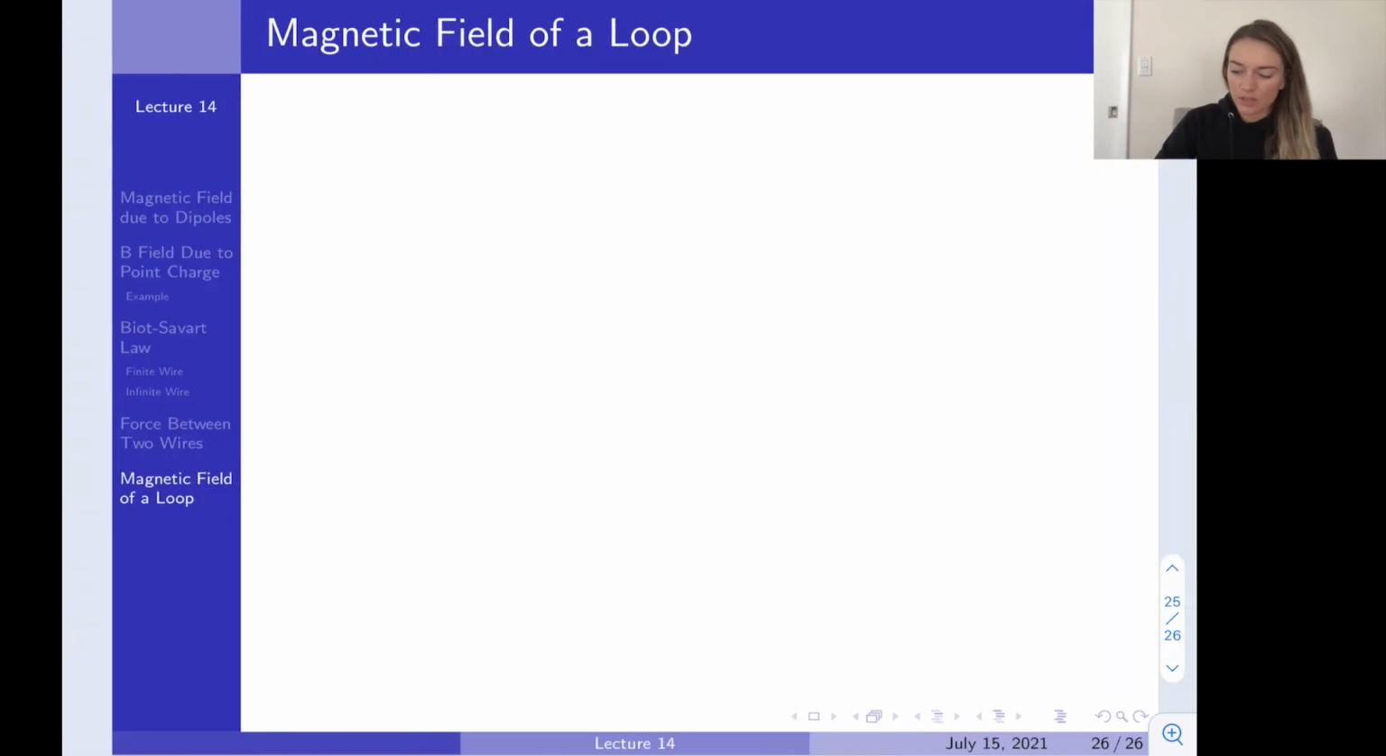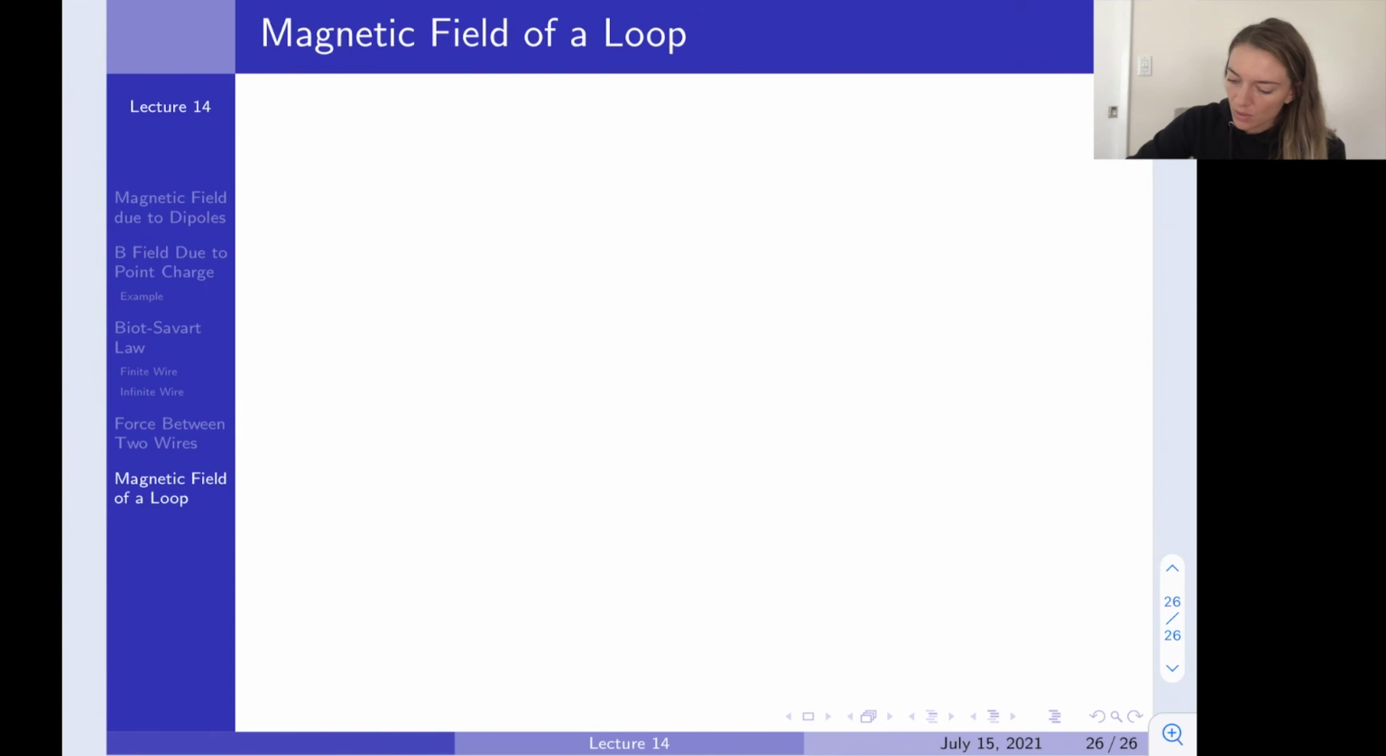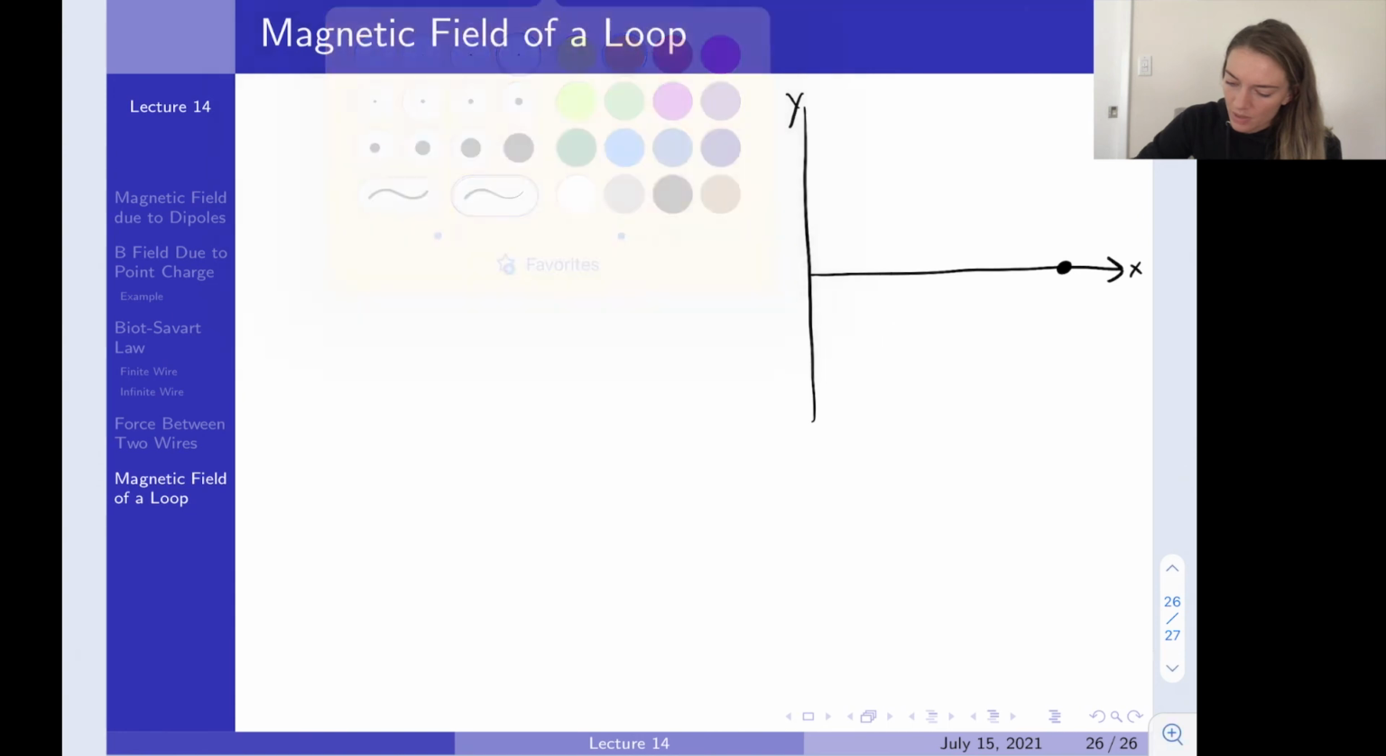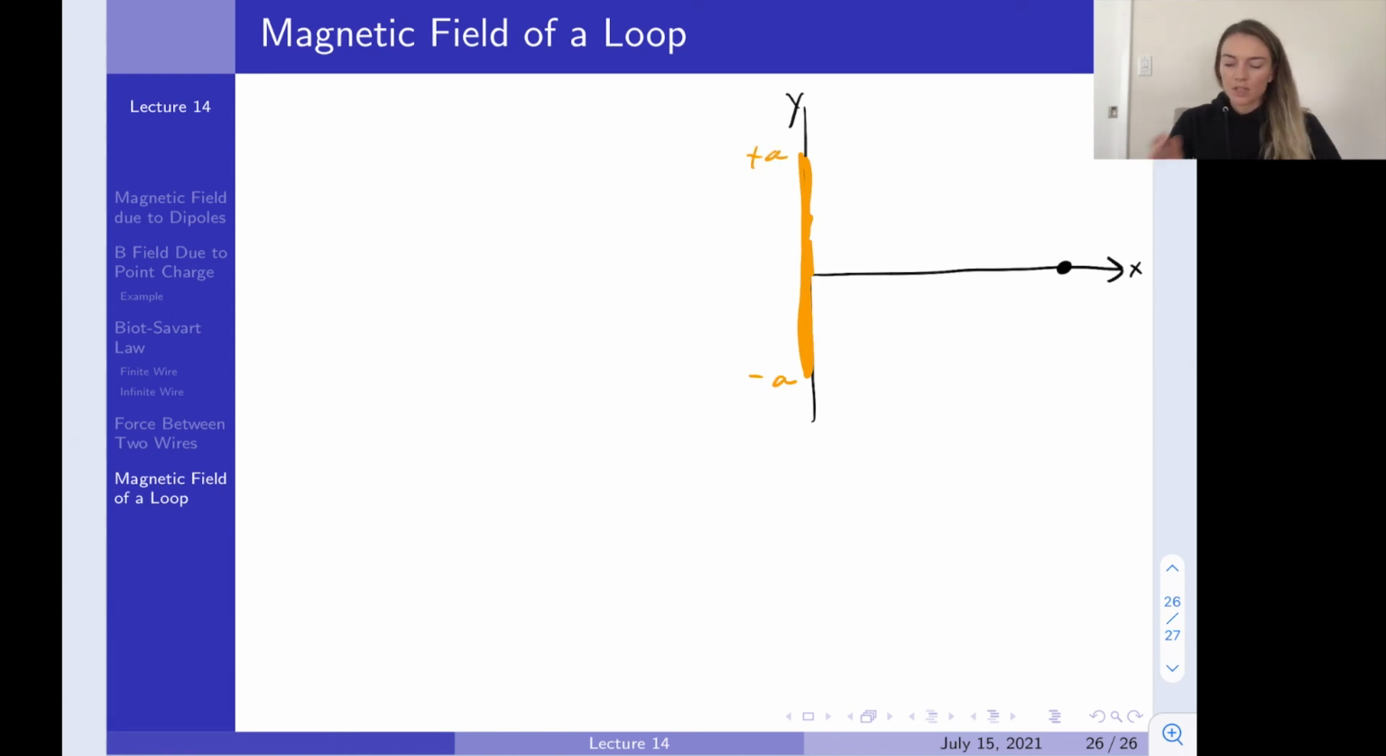Okay, so what I'm going to do is draw a new picture. So let's look at it like this. This is our x direction, this is our y direction, this is our point P, and our wire loop is sort of like this. So we're looking at it head on. So this is negative a and positive a. So we're looking at our loop head on.